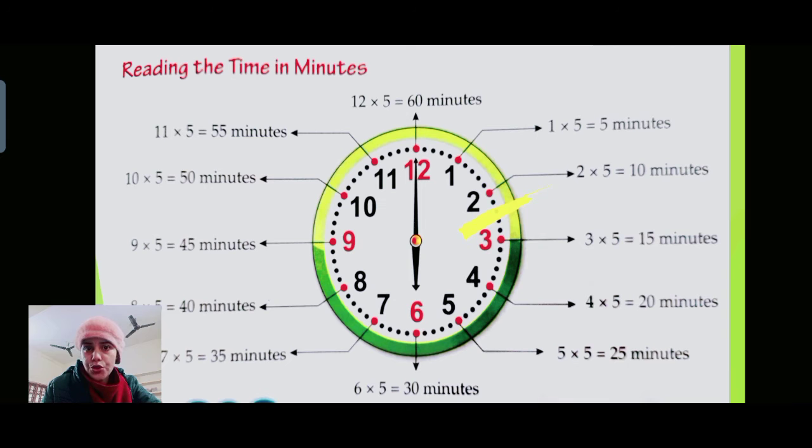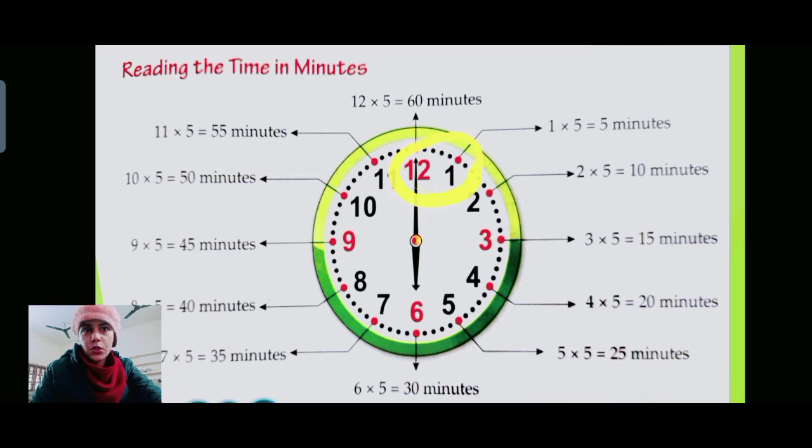If minute hand is on 2, 5 twos are 10 minutes. If minute hand is on 3, 5 threes are 15 minutes. If minute hand is on 4, 5 fours are 20 minutes. If minute hand is on 5, 5 fives are 25. If minute hand is on 6, 5 sixes are 30. Minute hand is on 7, 5 sevens are 35. Minute hand is on 8, 5 eights are 40. On 9, 5 nines are 45. On 10, 5 tens are 50. On 11, 5 elevens are 55. And on 12, children, 12 fives are 60.